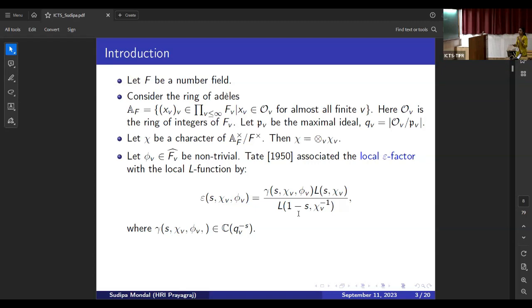Now this is multiplied with a gamma factor, which depends on the additive character and the multiplicative character we have started with. This is a rational function in q_v to the power minus s, and this satisfies some other conditions also. Now, Tate showed that this is an exponential function. That means an entire function. It does not have any zero or pole on the complex plane.